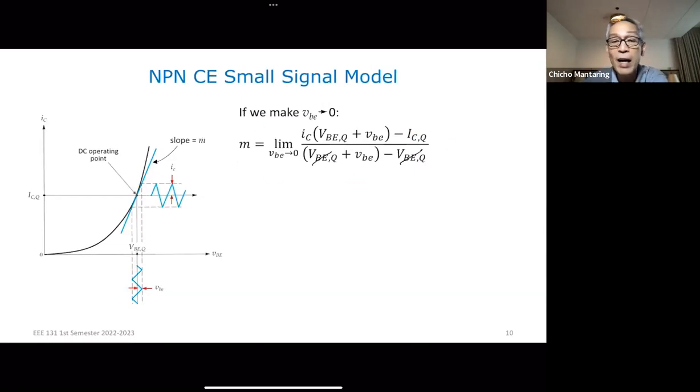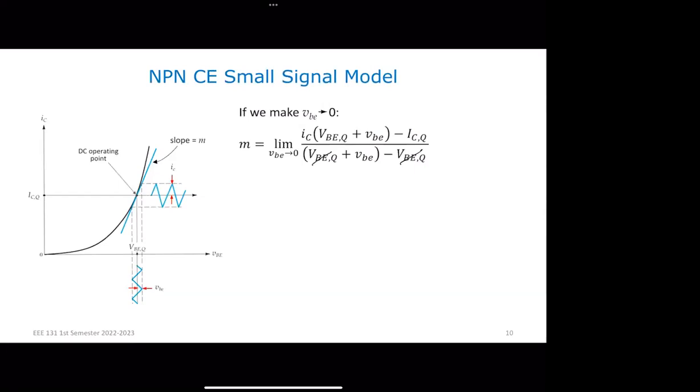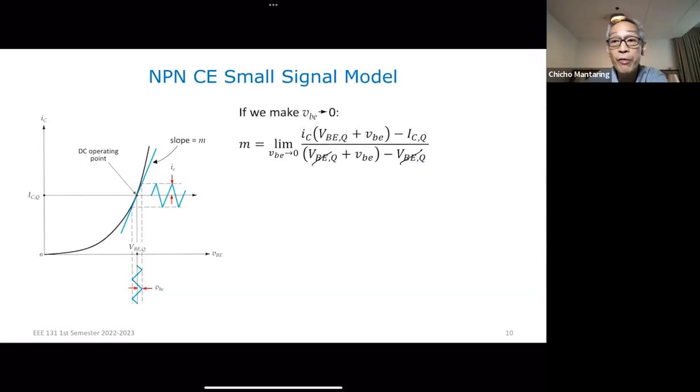Anyone? What does that look like? Derivative po, sir. That's right, no? That looks like the formula for the derivative of this curve at this point. Now, since I sub C is a function of two variables, VBE and VCE, we don't use a derivative, but a partial derivative, because I sub C is a function of two variables.